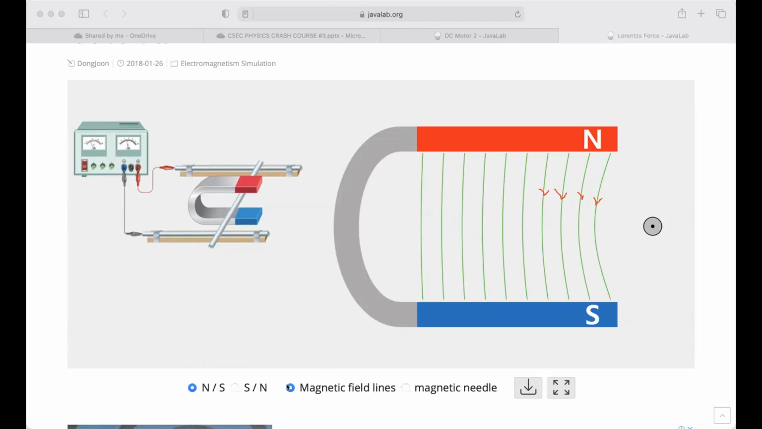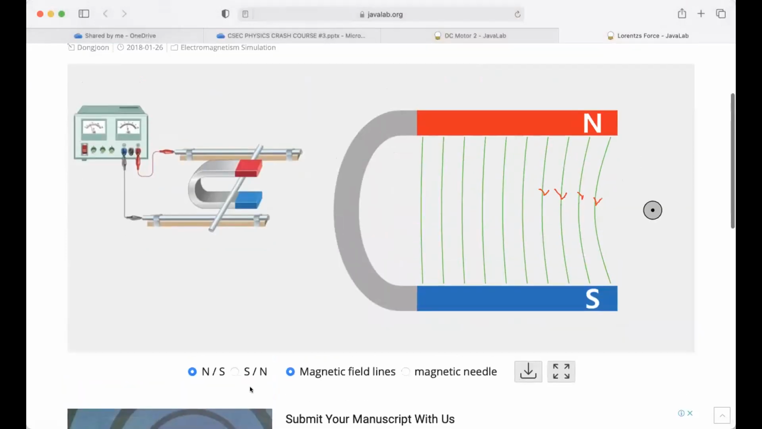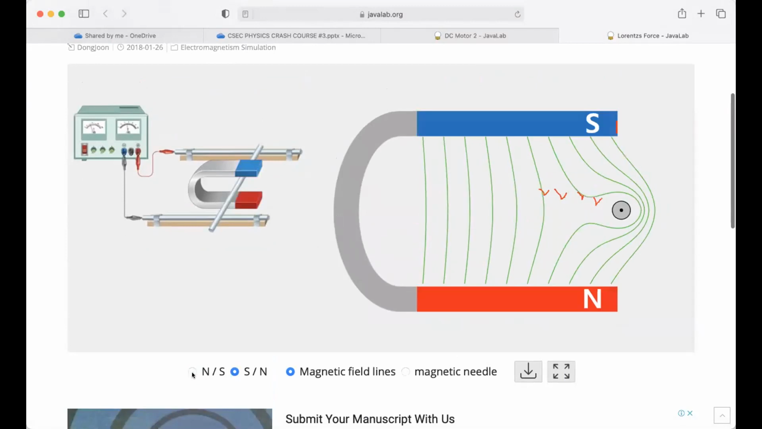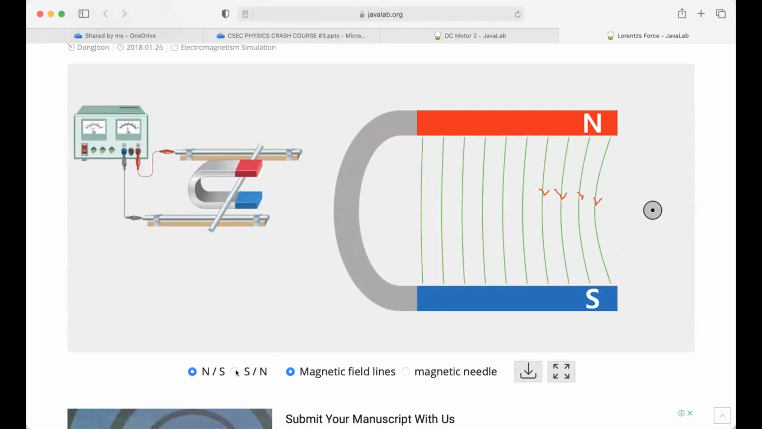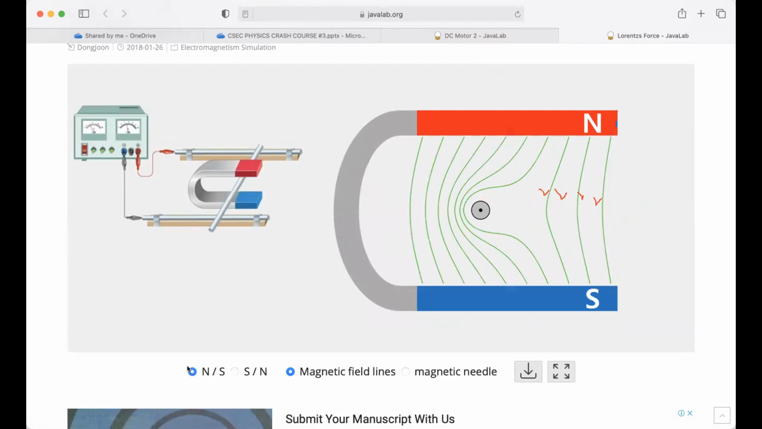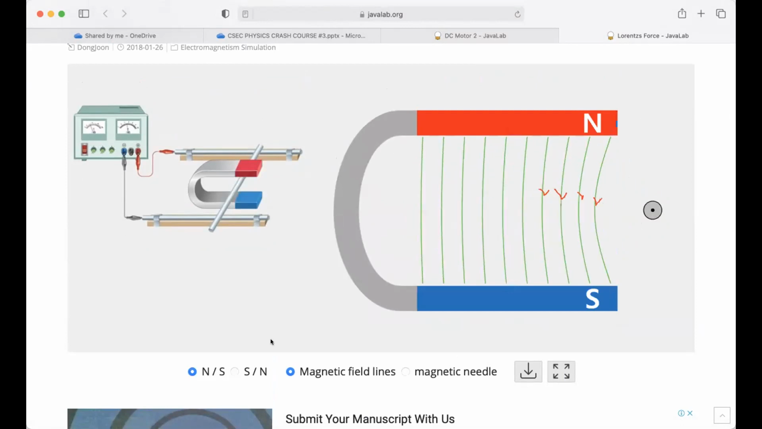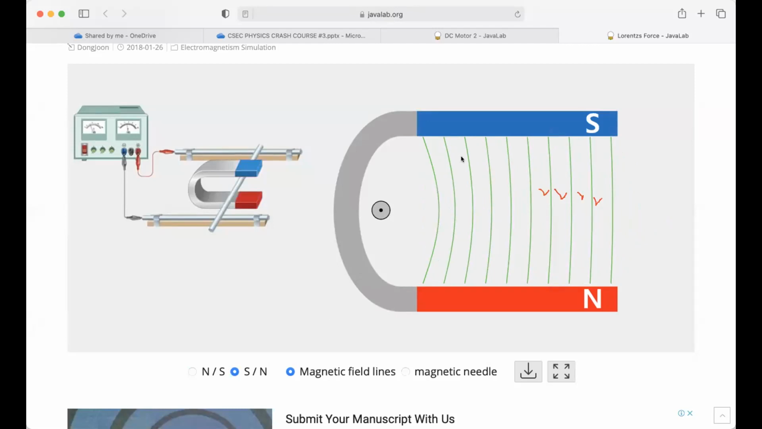Now, what happens is that if we have a switch closed, let's see if we can replay that. Notice that the force is from left to right. If we were to switch the polarity of the magnet, then the force would be in the opposite direction, right?